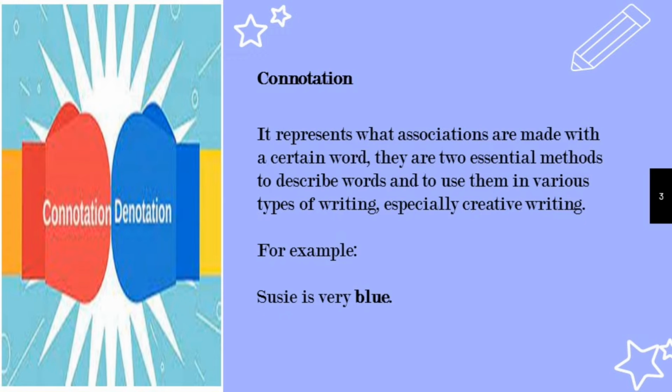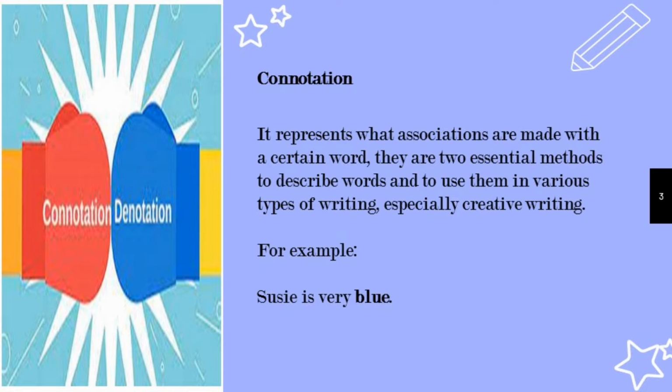So for the first one, we have the connotation. It says here that it represents what associations are made with a certain word. They are two essential methods to describe words and to use them in various types of writing, especially in creative writing. So basically, connotation gives a simple word another definition through our mental and emotional associations in our mind that makes that word into a different definition or interpretation. It can be positive connotation, neutral connotation, and negative connotation that we will be tackling later on.